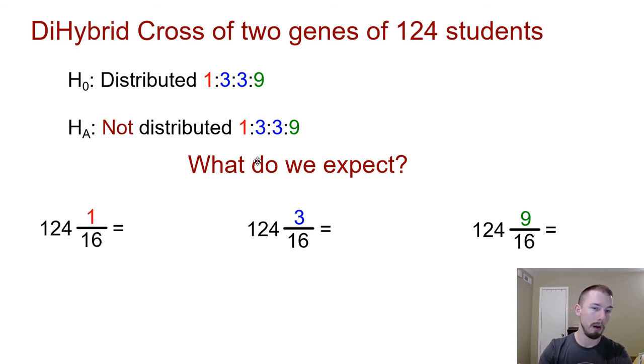All right, so what would we expect? With 124 and 1 out of 16, which would be for both recessive traits, we'd expect 7.75 for both recessive. For one recessive, one dominant, it would be 3/16 of that value, which would be 23.25, and 9 out of 16 of that would be 69.75.